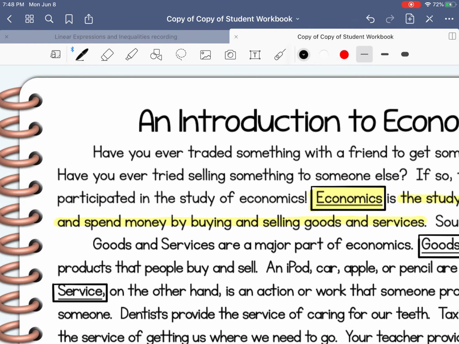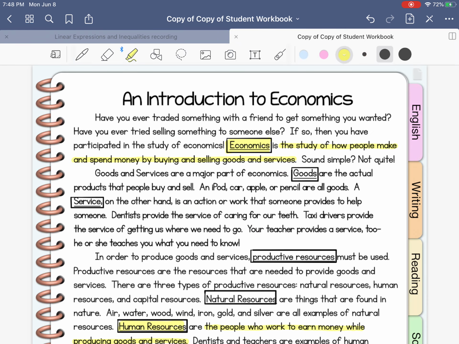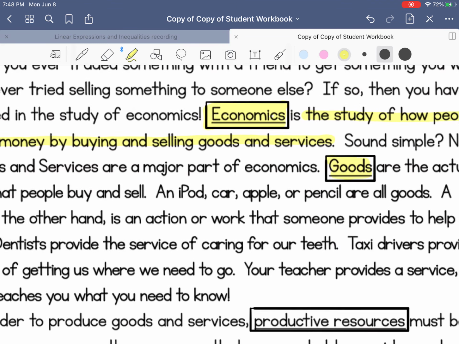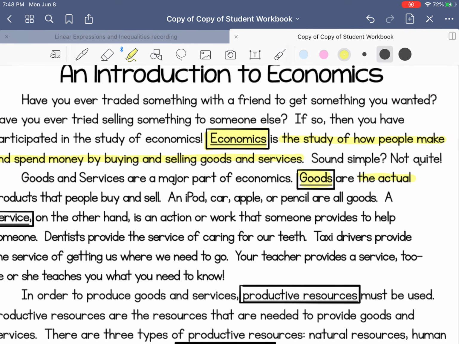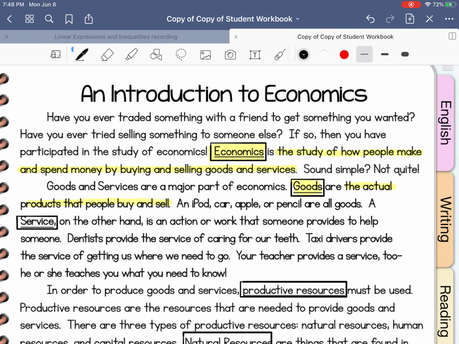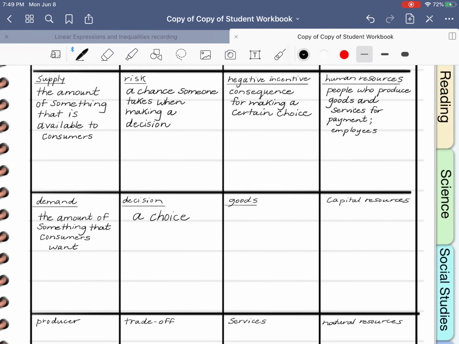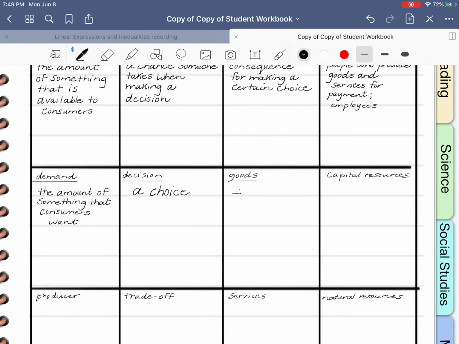Goods. What are goods in the economic sense? Goods are the actual products that people buy and sell. Goods are products. The actual products. You can hold them in your hands. The actual products that people buy and sell.